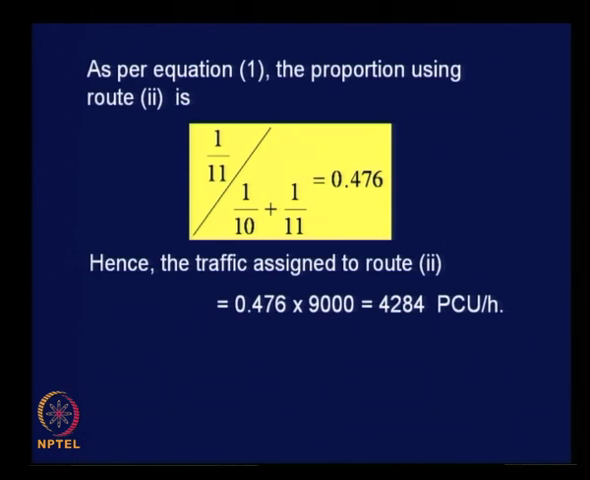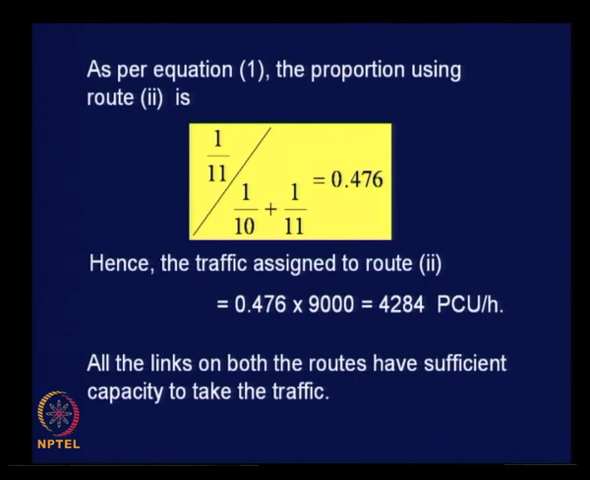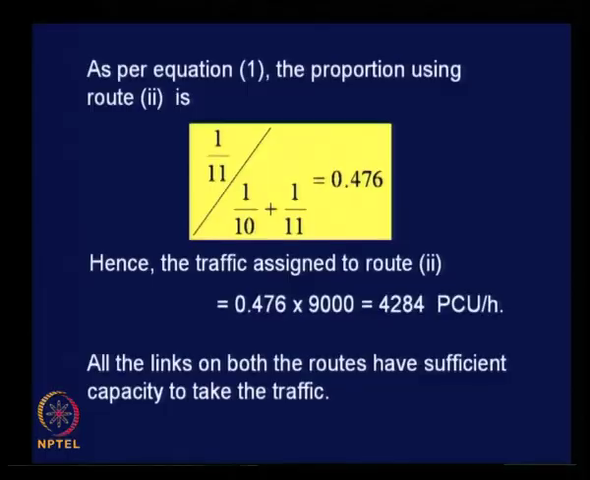It is a very simple example, and in practice you may have more number of links involving each alternative route, and sometimes the number of alternative routes available also may be more than 2. Clear? All the links on both the routes have sufficient capacity to take the traffic. Why are we making this statement? Because link capacity is given to us as additional information. You would have seen the third column of the table, link capacity was given.